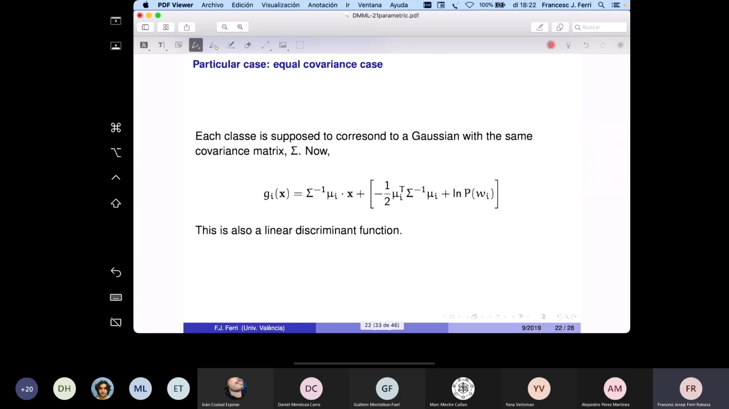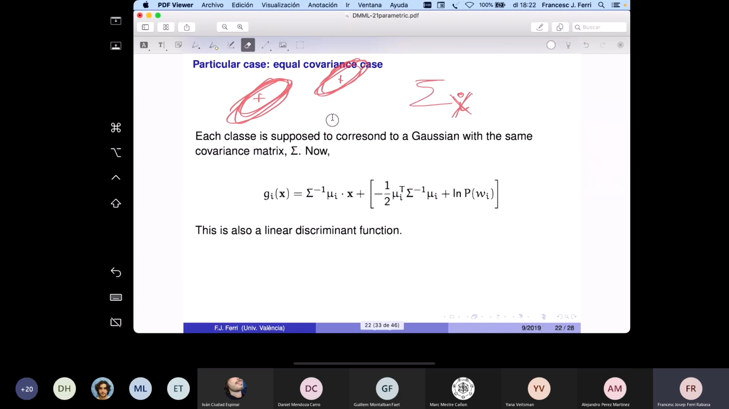There are other particular cases. For example, let's consider the case in which we have a general covariance matrix, but it does not depend on the class. So we can have covariances like this, but they have to be equal for all classes. Class 1, class 2, class 3. General covariance matrix, but the same for all classes. Is that okay?